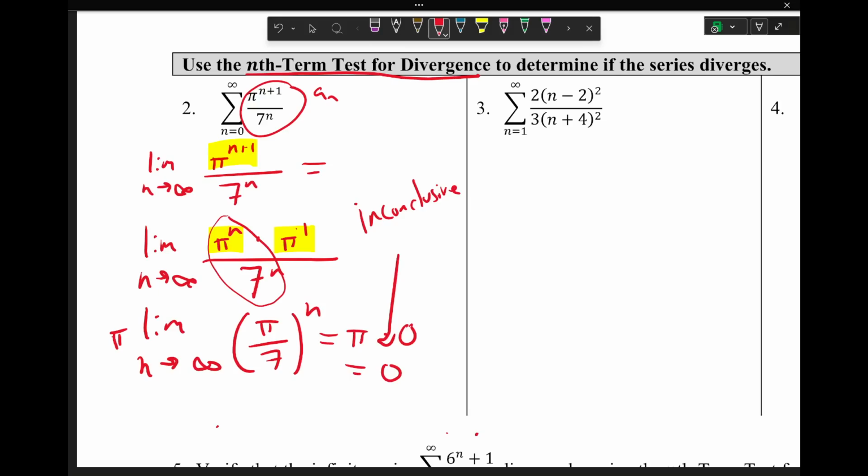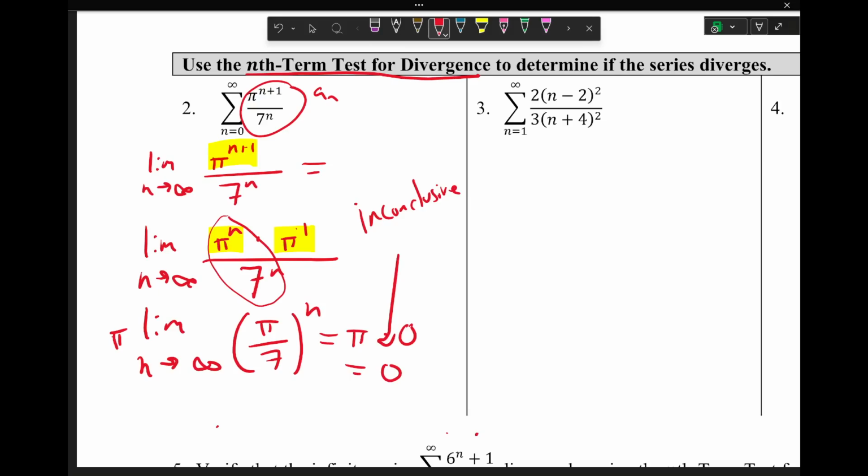Now here's where I said the directions are my favorite, because they shouldn't say just use the nth term test. They should say start with the nth term test. If the nth term test doesn't work, you've got to find another way to do this. You can't just do the nth term test on every one of these questions in chapter 10.